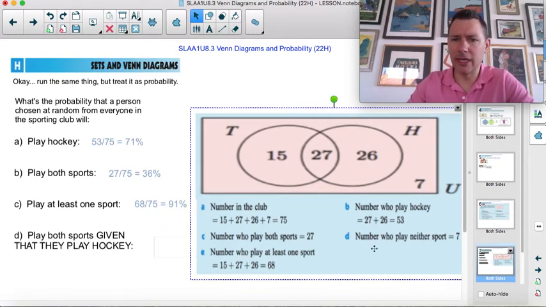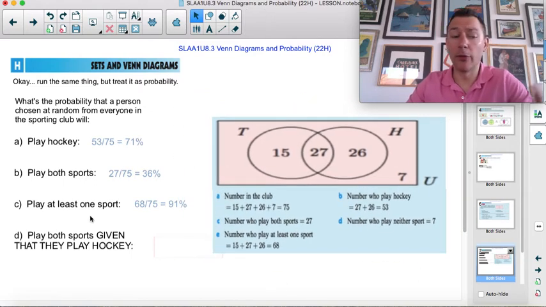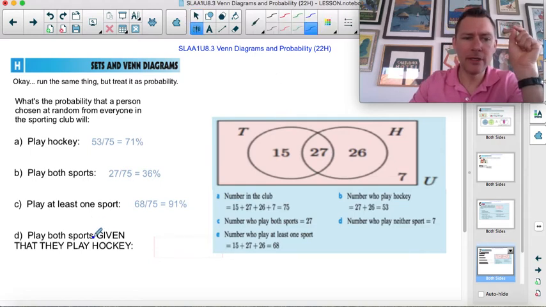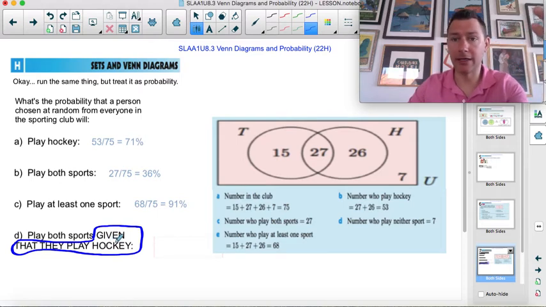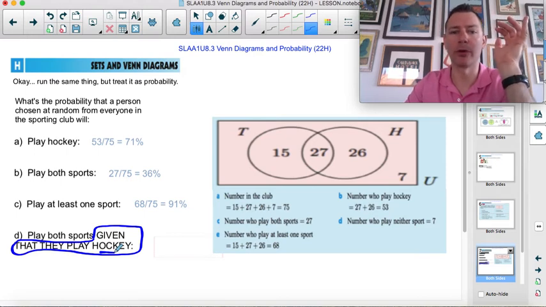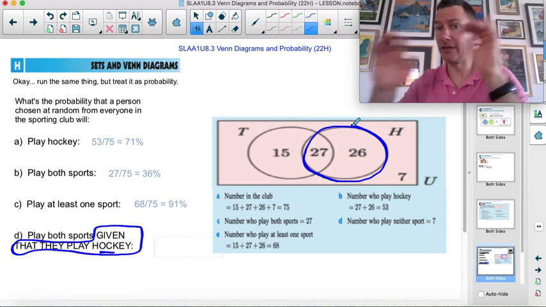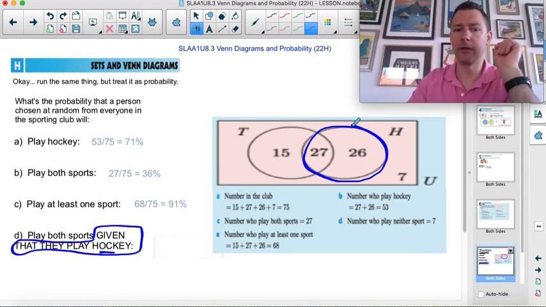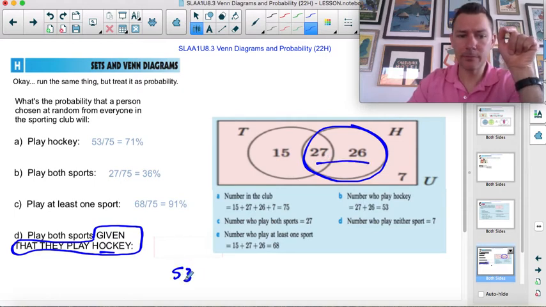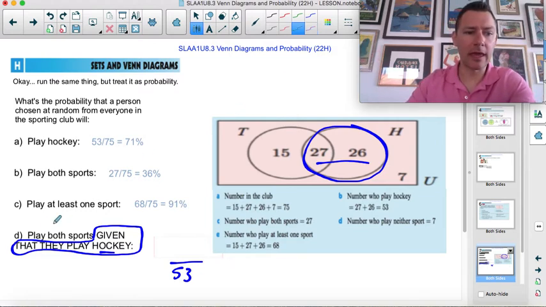The last one's tricky, and that's kind of the one we want to get to, is what's the probability that they play both sports given that they play hockey. This piece means that I know that this happens already. So, for example, the hockey coach sends out a Schoology message, says, hockey players, come see me at lunch. We have an important meeting. These people come in. So I walk into the room, and it's just a given that I'm talking to hockey players. Well, that means that I have 53 people in attendance. And I want the probability that, given that's happened, they play both sports.